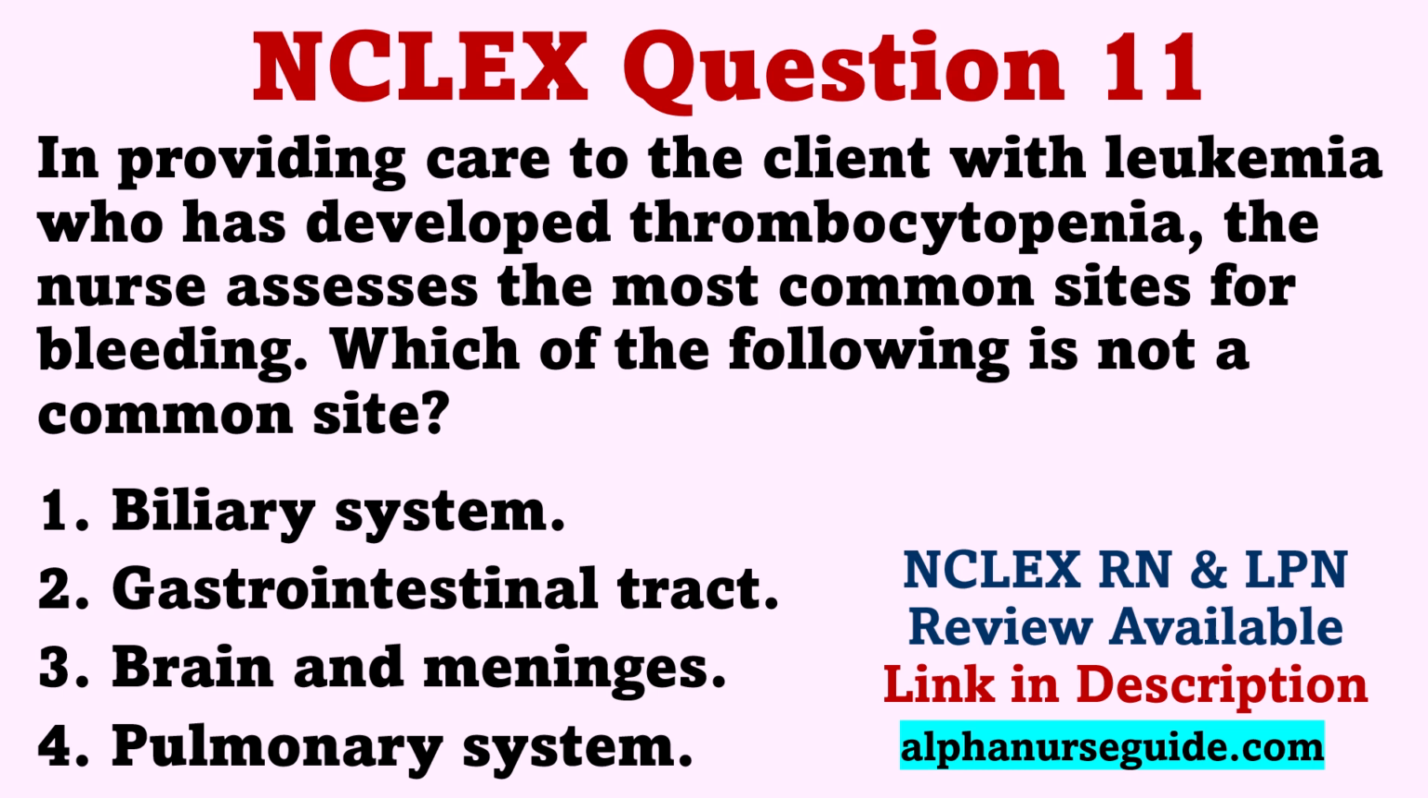In providing care to the client with leukemia who has developed thrombocytopenia, the nurse assesses the most common sites for bleeding. Which of the following is not a common site? 1. Biliary system. 2. Gastrointestinal tract. 3. Brain and meninges. 4. Pulmonary system.